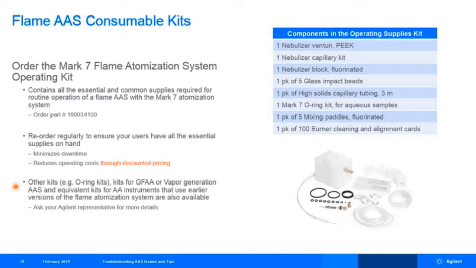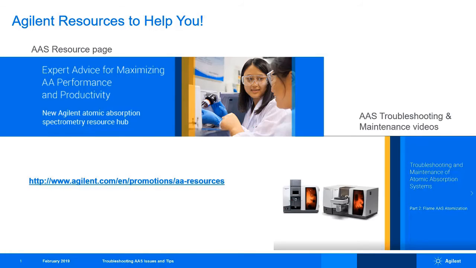Now, of course, there are also other kits available for graphite furnace, for vapor generation, even O-ring kits, and kits for other atomic absorption systems that use earlier versions of the flame atomization system. So if you'd like more information, just ask your Agilent representative for more details.